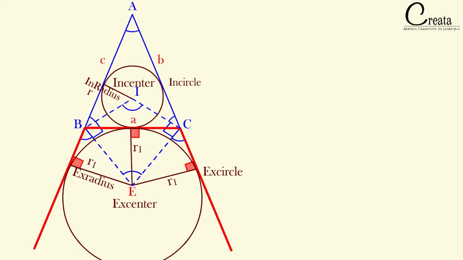Further, the formula of inradius, that is the radius of the incircle, r, is equal to the area of the triangle upon the semi-perimeter of the triangle, that is delta by s. And the formula of exradius, that is the radius of the excircle, r1, is equal to delta upon s minus a. Here delta is the area of the triangle ABC and s is the semi-perimeter of the triangle ABC. This is the formula of exradius.